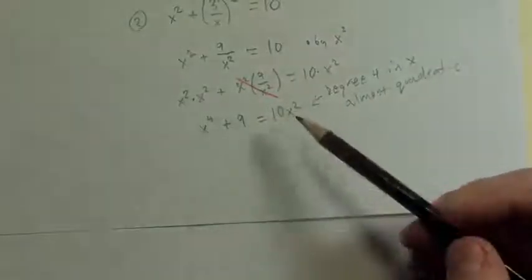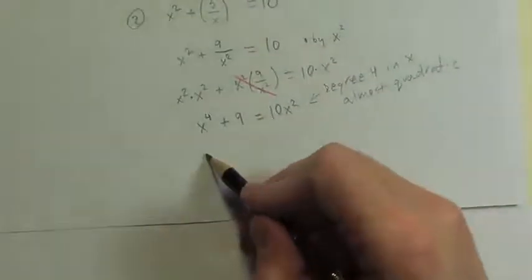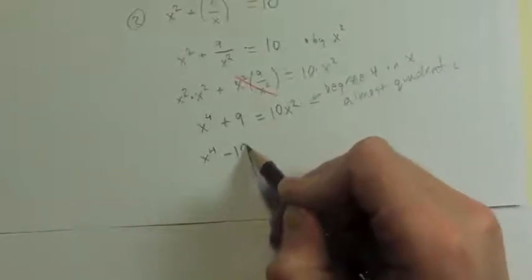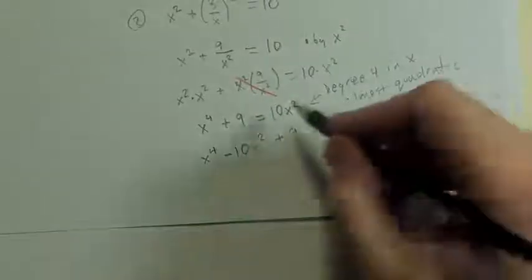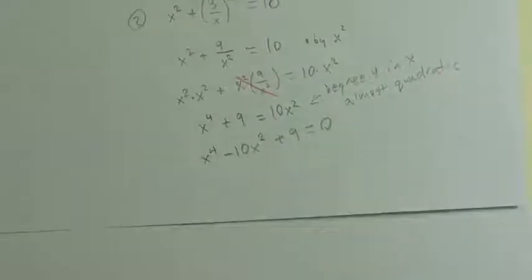What do I mean by that? Well, when I move that 10x squared over, I get x to the 4th minus 10x squared plus 9. I think I said 10x here, but I get x to the 4th minus 10x squared plus 9.